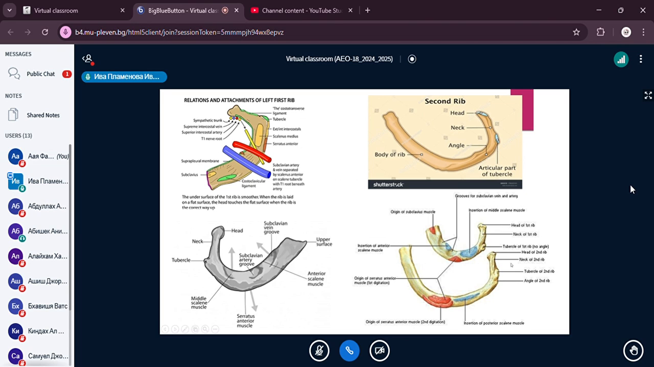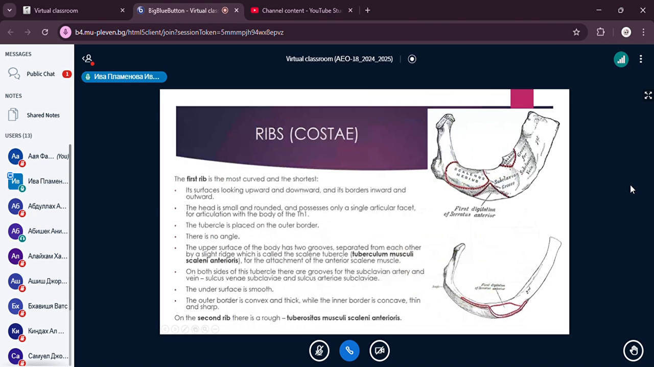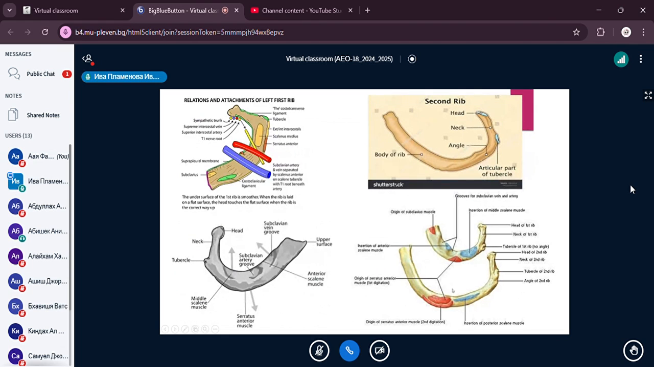What's the difference with the second rib? Of course, you can see the first rib is the smallest and shortest. The next one, the second rib, is bigger. We have again head, neck, tubercle, but here we have angle. And of course, as I told you, here we have one rough area for the musculus scalenus anterior. Here, this one, only this.